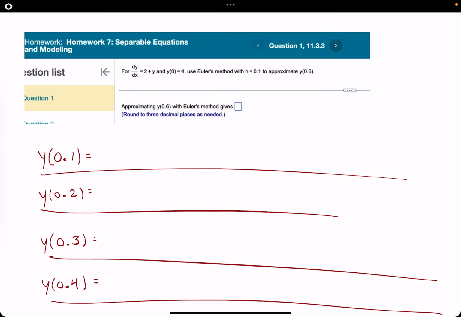Okie dokie, in this video we're covering homework 7, separable equations and modeling. Starting with question 1, we'll probably do this homework in a few different parts.